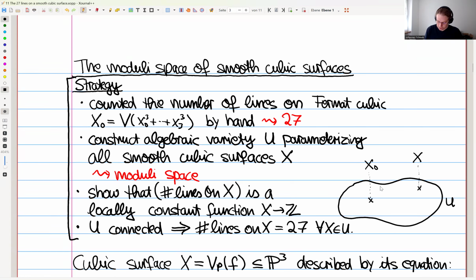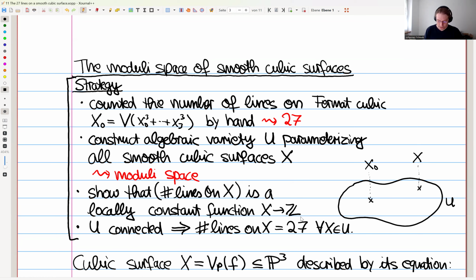And so here is U, and then there's one point corresponding to this Fermat cubic x0. And for any other cubic surface X, you find another point in U corresponding to it. And then the crucial second idea is that we show the function on U, which sends each point to the number of lines on the corresponding cubic surface X, is in fact a locally constant function to the integers.